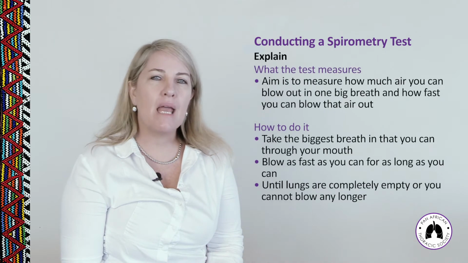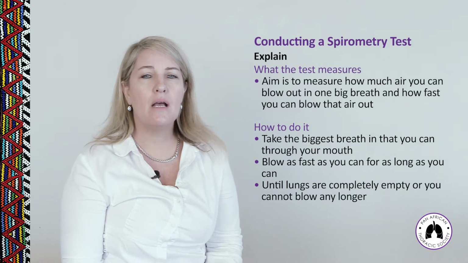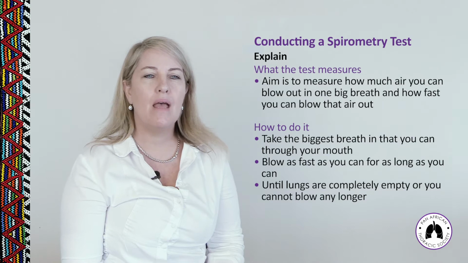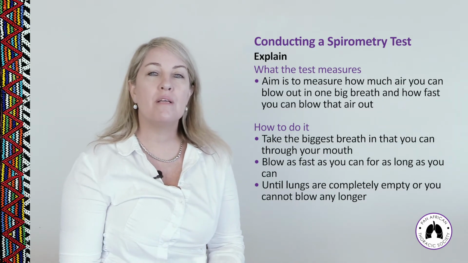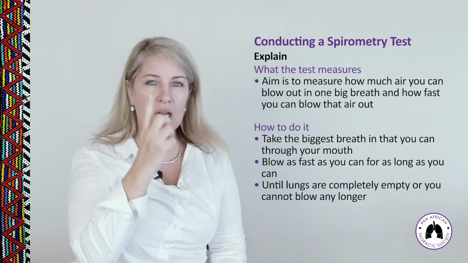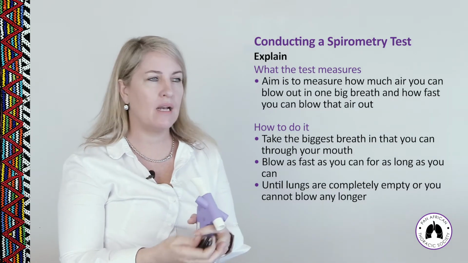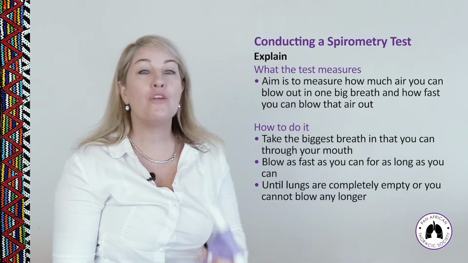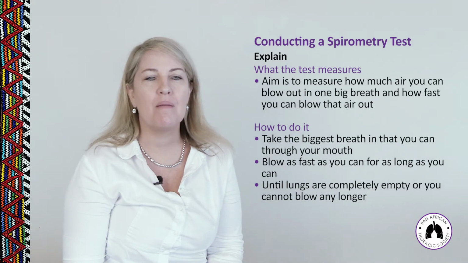So when you're explaining the test to the child, you need to explain what the test measures, how much air they need to blow out in one big breath, and how to blow the air out as fast as they can. So you're going to measure how much air, how fast they can blow it out in one breath. Children will often blow and then blow again and then blow again like this. And you don't want that.